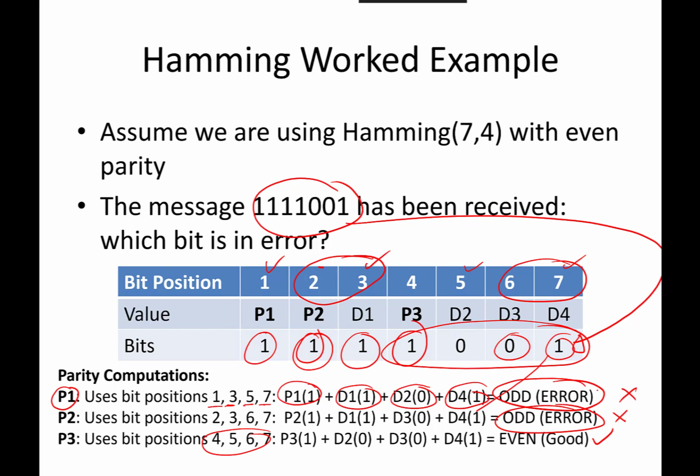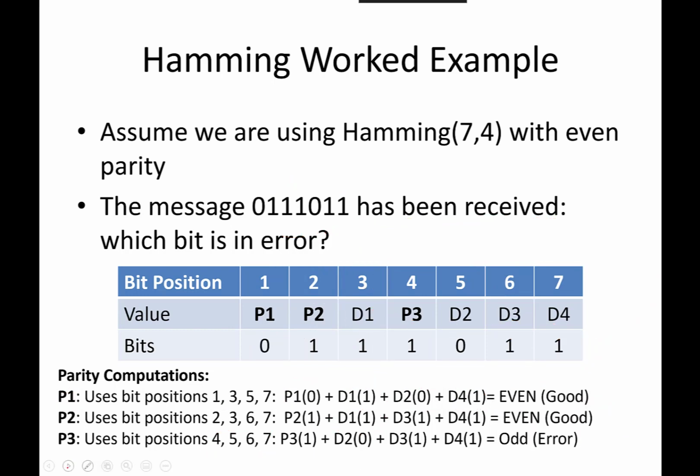So we know that there's something wrong in both of those ones, and we look for what's common between both of those ones. If we look at them, the only thing that's common between them is this term here, D1. So data bit 1, or bit 3, is the one that's in error, because that's the common one between each of those that's generated the error in both of them.